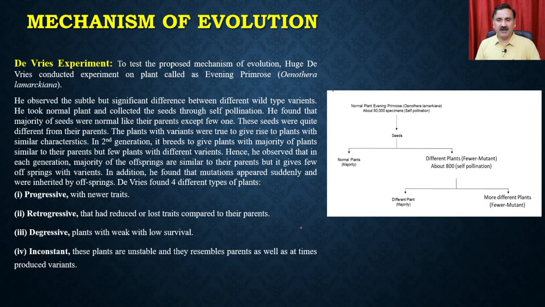He did several experiments to prove that. So what are the experiments? To test the proposed mechanism, Hugo de Vries conducted experiments on the plant called evening primrose, Oenothera lamarckiana. He observed subtle but significant changes between the different wild varieties. So he took the evening primrose plant and bred it. Once he did the breeding, like self-pollination, he got the seeds and started growing them.